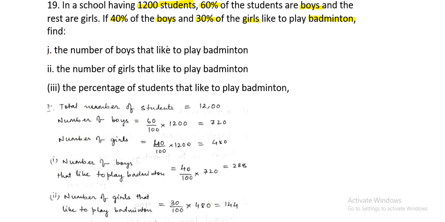Okay, so total 1200 students are there. 60% are boys. Now out of the boys 40% and out of the girls 30% like to play badminton. Now in bit 1 you have to find the number of boys that like to play badminton. In bit 2 they are asking number of girls that like to play badminton. And in bit 3 they are asking percentage of the students that like to play badminton.